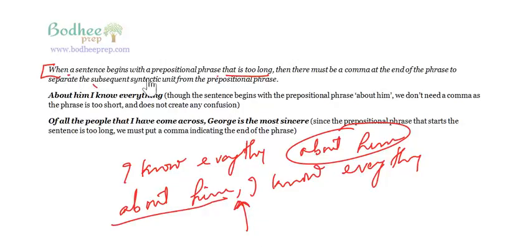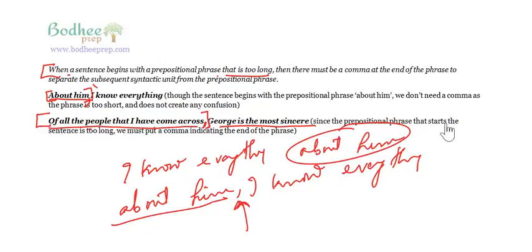But then it says when a sentence begins with a prepositional phrase that is too long, then there must be a comma at the end of the phrase to separate the subsequent syntactic unit from the phrase. So basically, about him, we can put a comma. But then we have not put a comma because the phrase is too small. If the phrase is too small, you can do away with the comma. But if the phrase is too long, like this one, of all the people that I have come across, George is the most sincere. So here we have put a comma, we have put a punctuation mark because the punctuation mark indicates the end of a prepositional phrase. Of all the people that I have come across, comma, George is the most sincere.